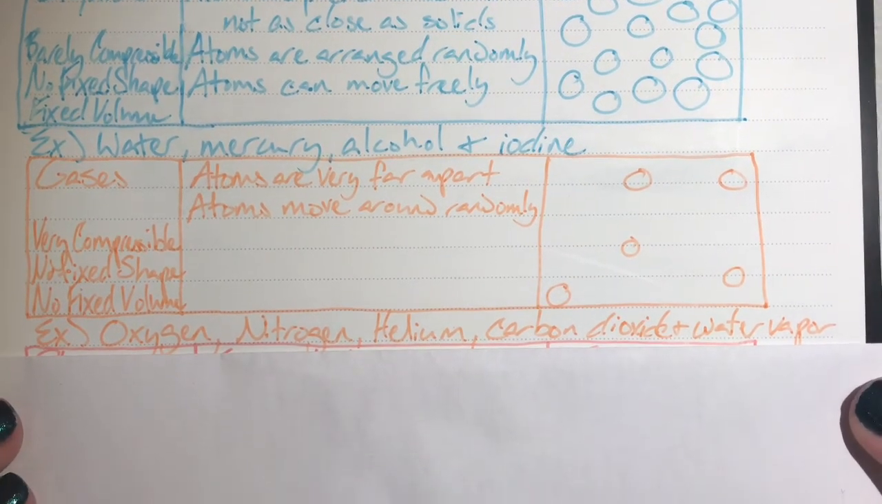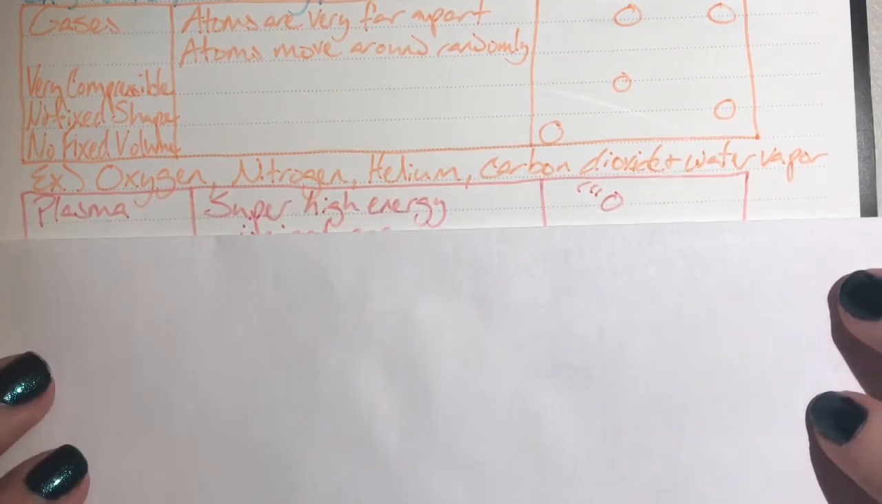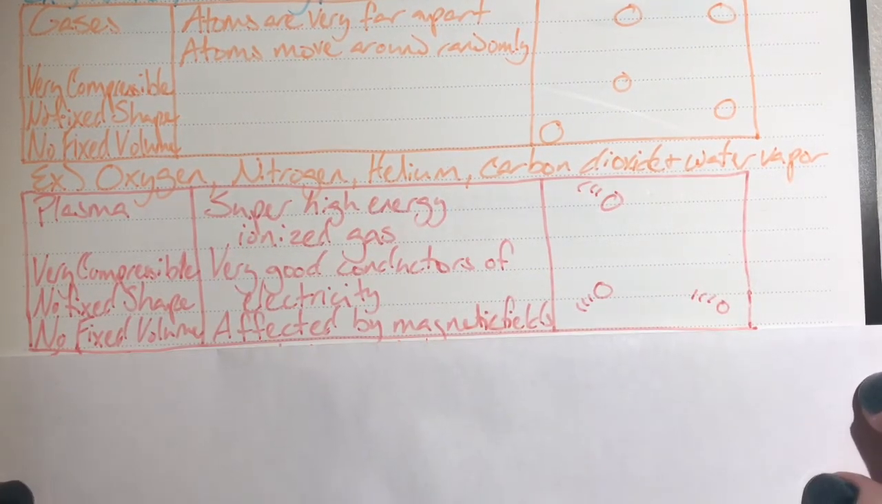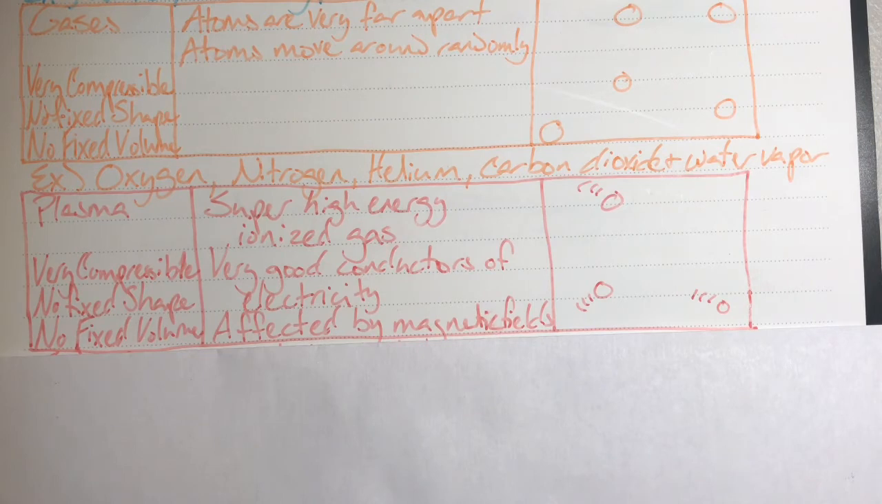Now, fourth state of matter is going to be that of plasma. Plasma is very compressible. It does not have a fixed shape, and there is no fixed volume. Now, when I say that plasma is compressible, not recommending that you really try it. Plasma is a super high energy ionized gas. They are generally very, very hot, and although there is lots of space for them to be compressed, they're a little warm and will burn you.